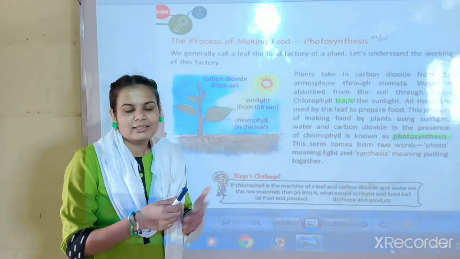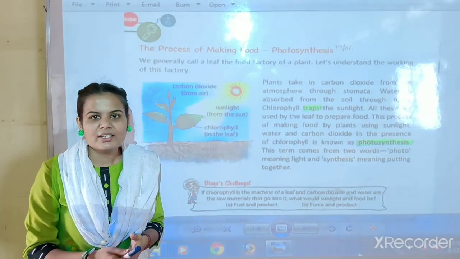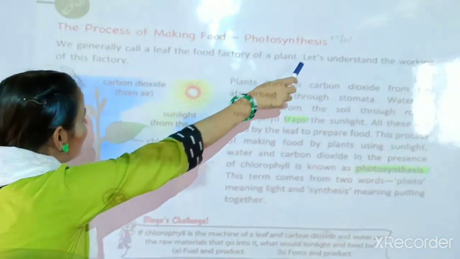First of all, I will read the paragraph. Everyone open your book, page number 5. Trace your finger and repeat after me. Process of making food, photosynthesis.